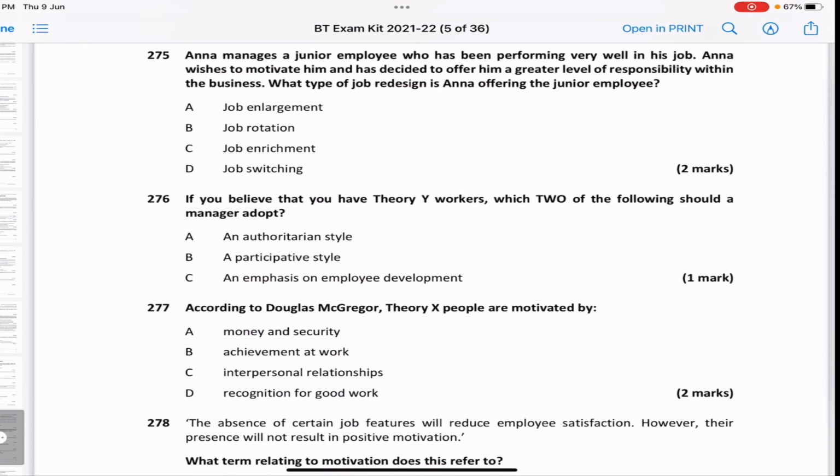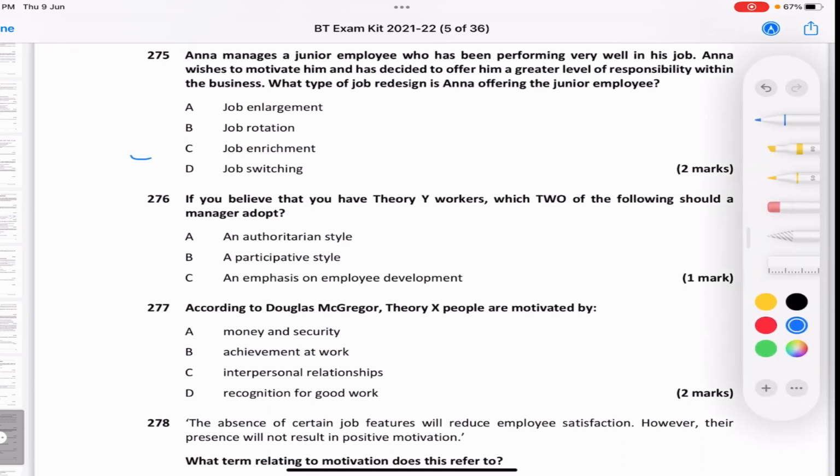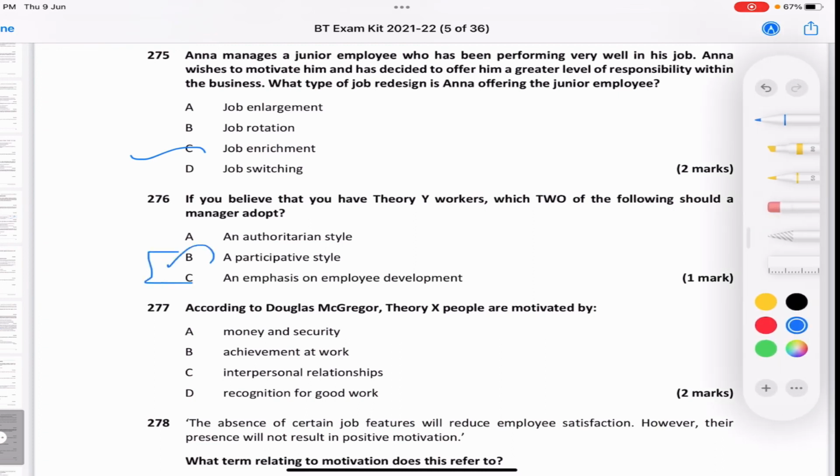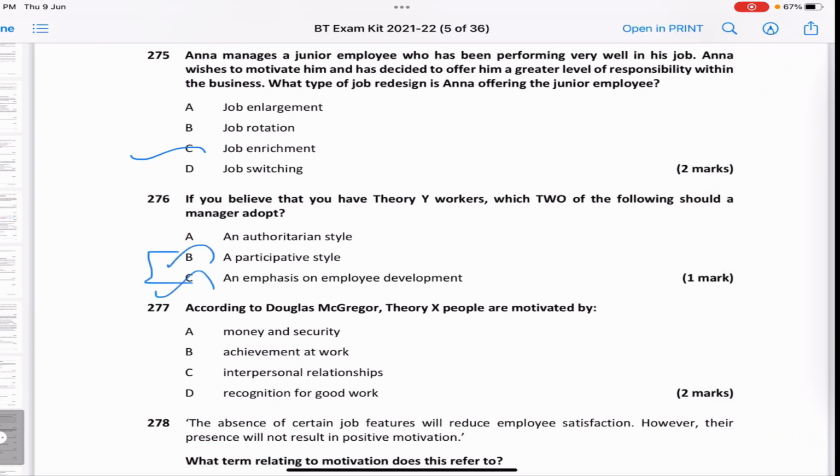Anna manages a junior employee who has been performing very well in his job. Anna wishes to motivate him and has decided to offer him a greater level of responsibility. So, a greater level of responsibility would be C, which is job enrichment. If you believe that you have theory Y workers, which two of the following should a manager adopt? So, theory Y is where everybody is happy with the job and everybody is working properly. So, that would be where you need to use a participative style and emphasis on employee development.